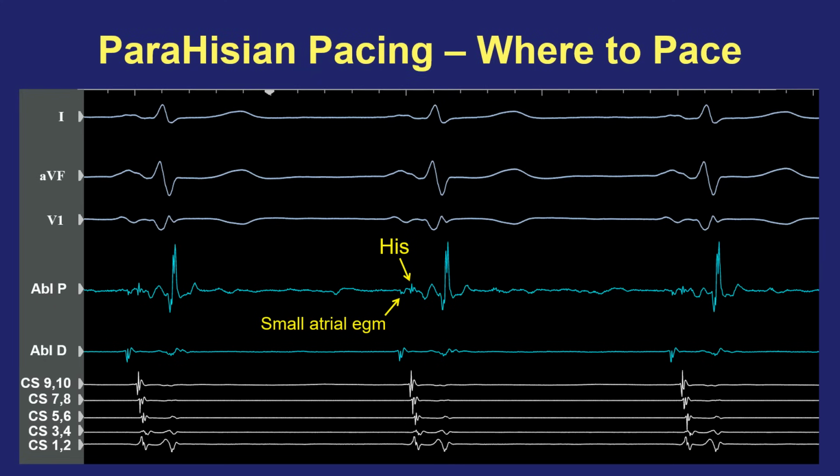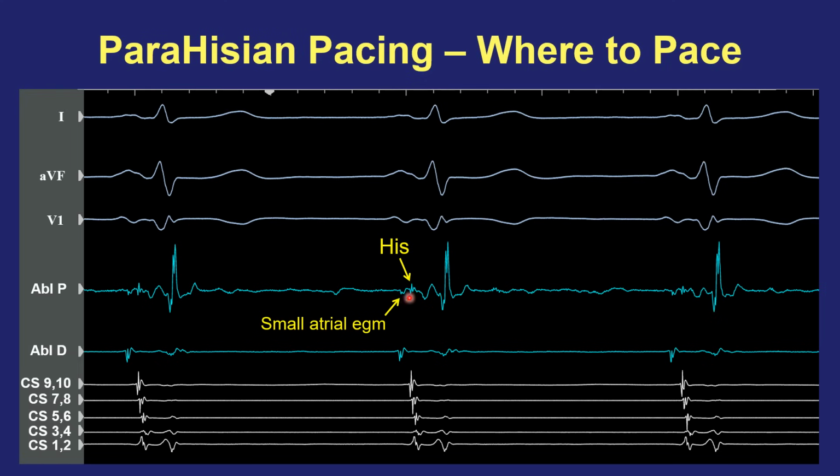How do we know where to pace in order to have this effect at different outputs? Well, if you can see a His bundle deflection, that should indicate that when you pace at high output, you should be able to capture that His bundle. So you'd pace whether it's from a His quadrupolar catheter or from an ablation catheter positioned right near the His. Finding a place where you have a His bundle deflection is an ideal location for doing this Para-Hisian pacing maneuver, which again, we're going to review how that works.